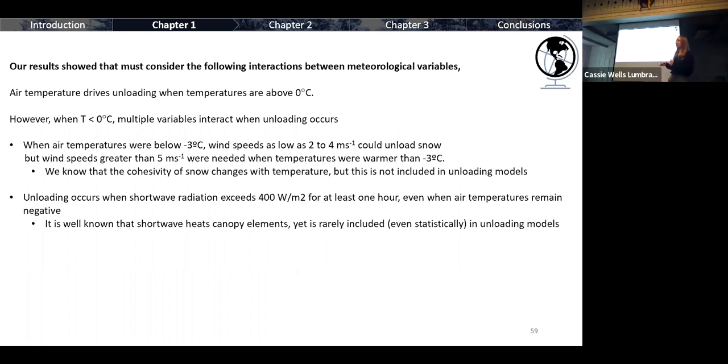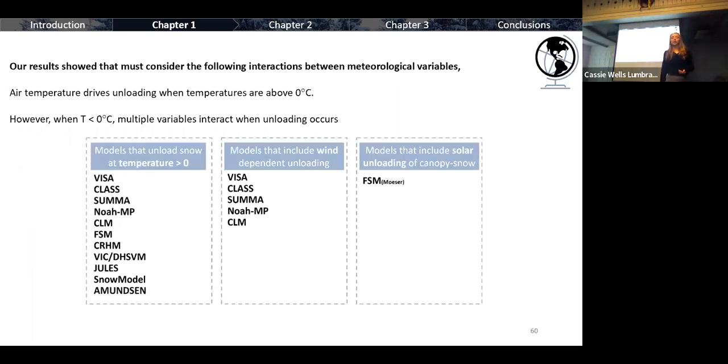And shortwave radiation, of course. We saw when the shortwave radiation in the metadata was above 400 watts per meter squared, then we were able to see unloading, especially after it was that high for over an hour. And this is, of course, also well known, that shortwave will heat the canopy elements, but it's also not included in models. So this is the majority of our hydrologic models and what they actually do include.